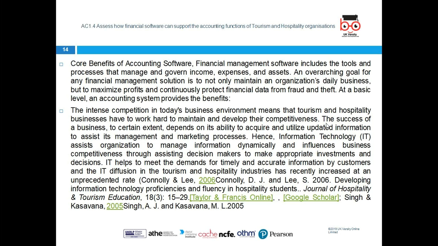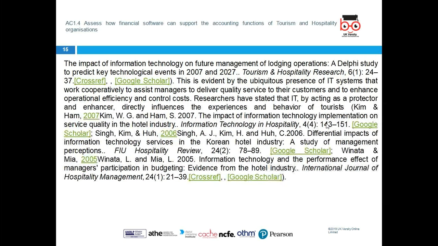The software helps to generate reports, weekly, monthly, or yearly, based on this software. So, the impact of information technology on vehicle management of lodging operations, a Delphi study. There are various studies.